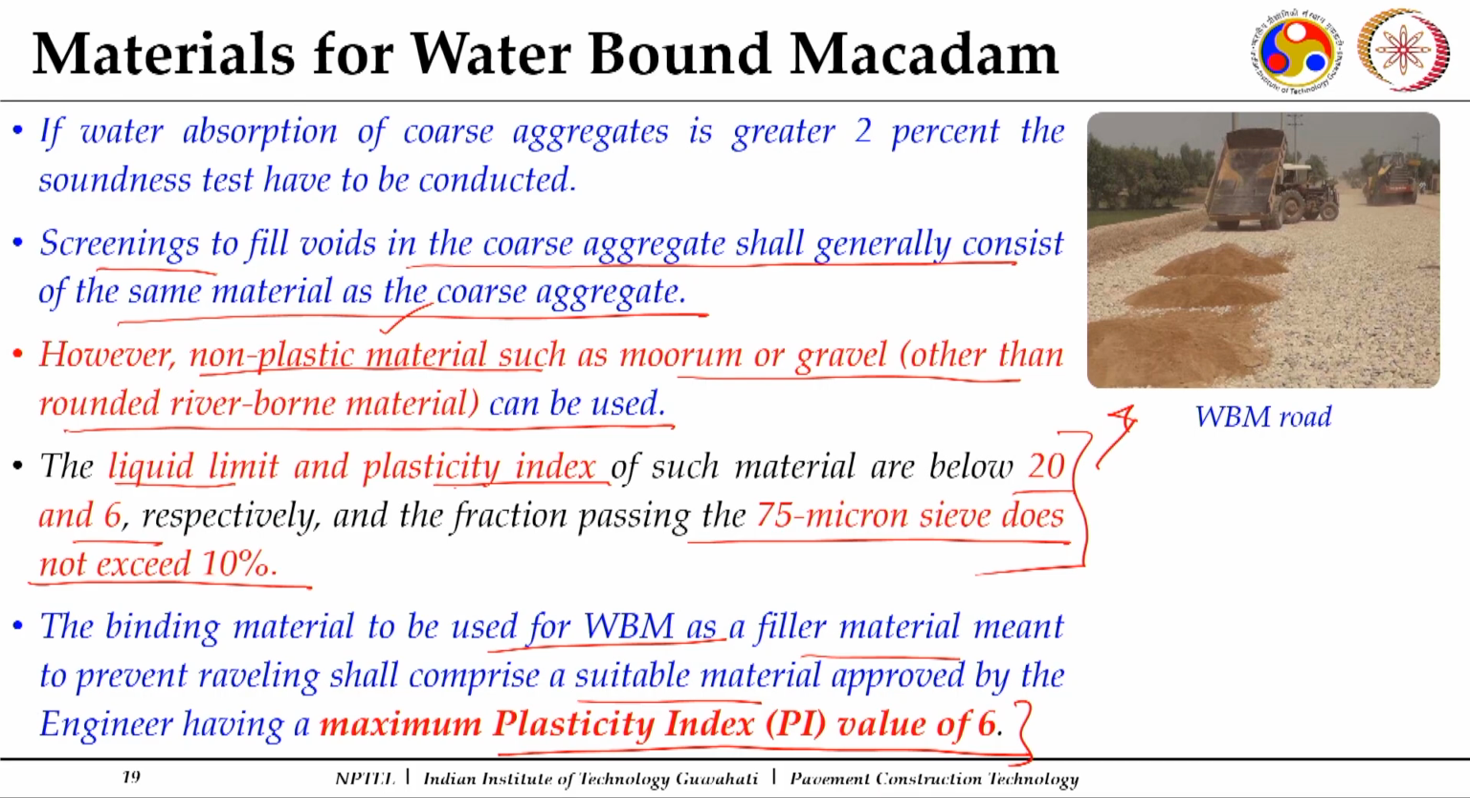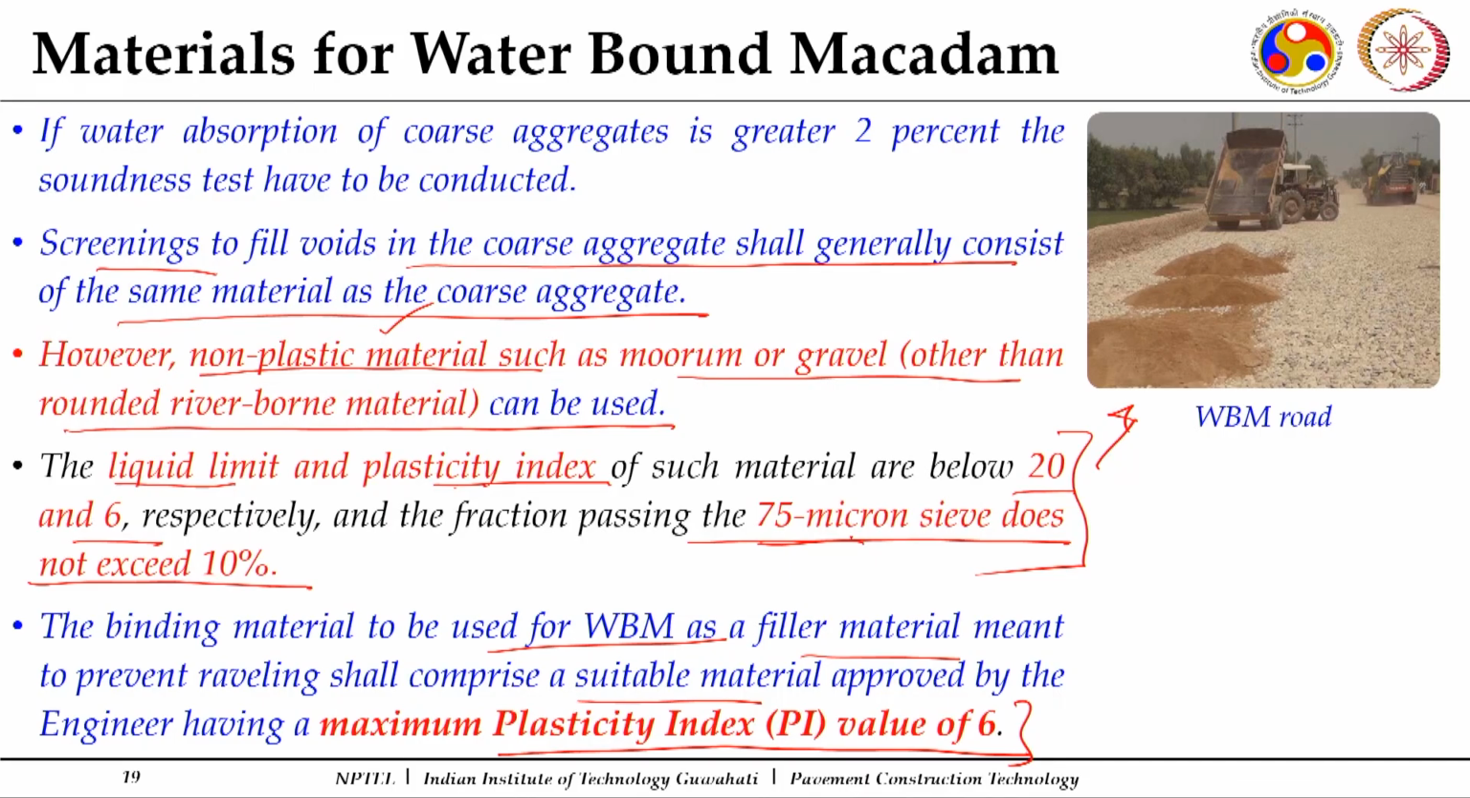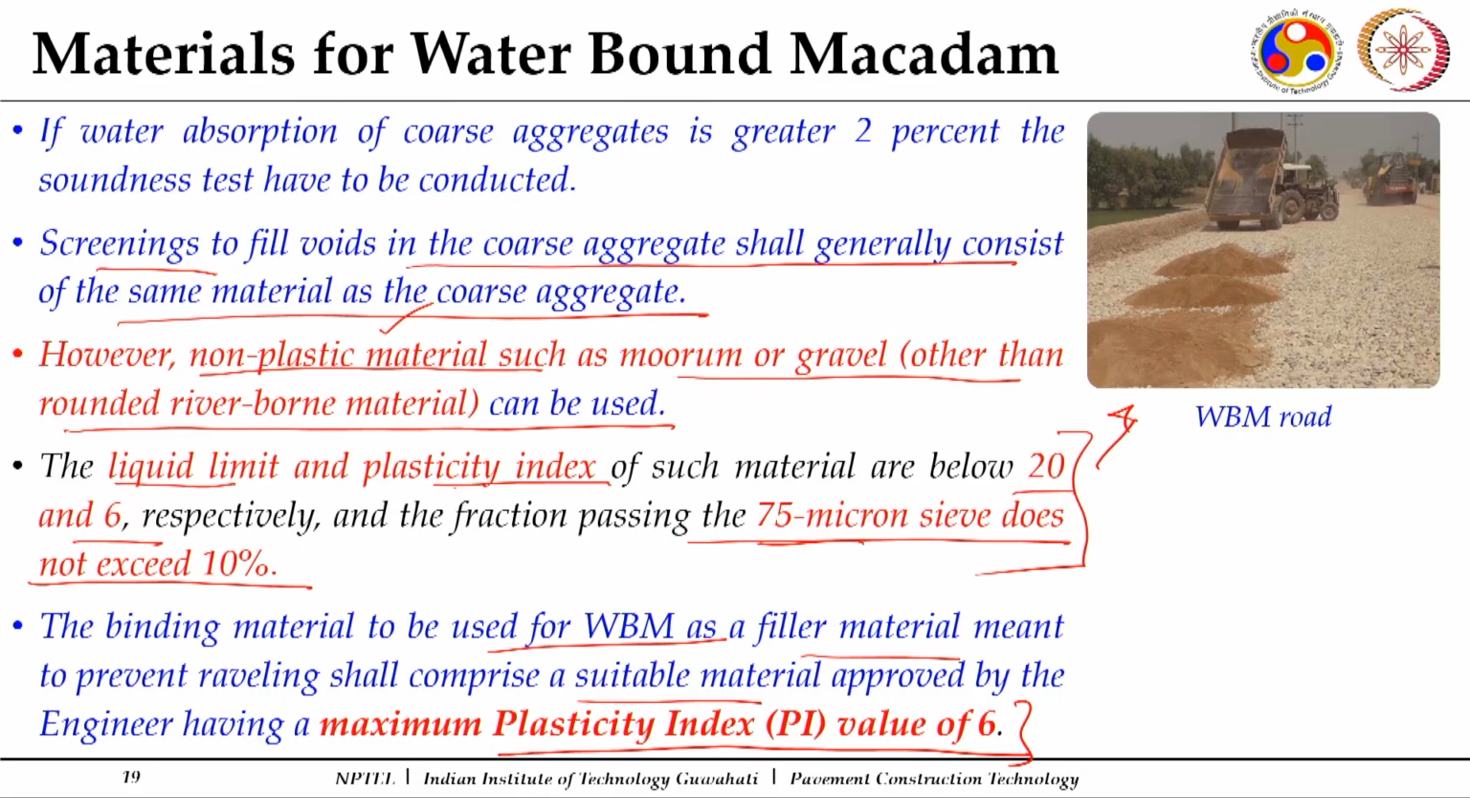So, we have seen that for coarse aggregate particles, there are requirements for Los Angeles abrasion value, impact value, fractured faces, and flakiness and elongation index. If the water absorption is more than 2%, there is a requirement for wet aggregate impact value. In addition, for finer proportions, there are requirements with respect to the liquid limit, the plasticity index, and the material finer than the 75 micron sieve size. So, these are important considerations for different materials to be used in different courses.